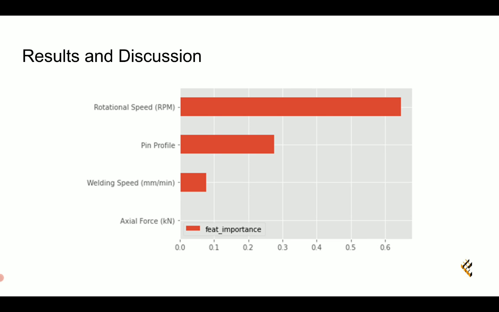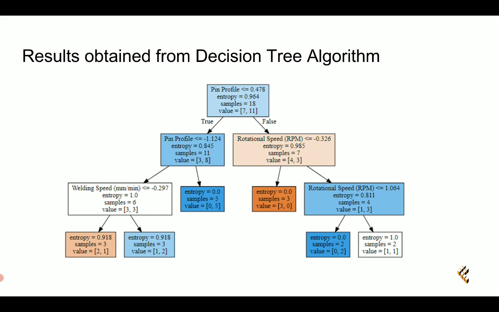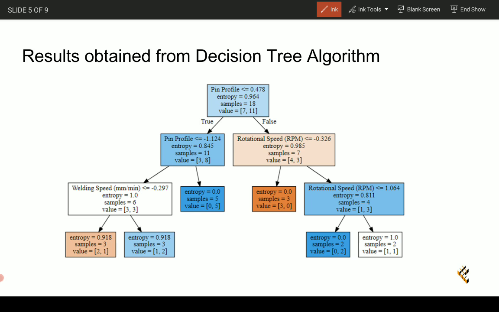While doing the feature importance calculation, we noticed that the axial force doesn't contribute to the output parameter. So we have neglected the axial force parameter from our study. Now moving to the decision tree algorithm results. For this algorithm, we have obtained an accuracy score of 0.78. Now moving to the next algorithm, that is the k-nearest neighbor algorithm.